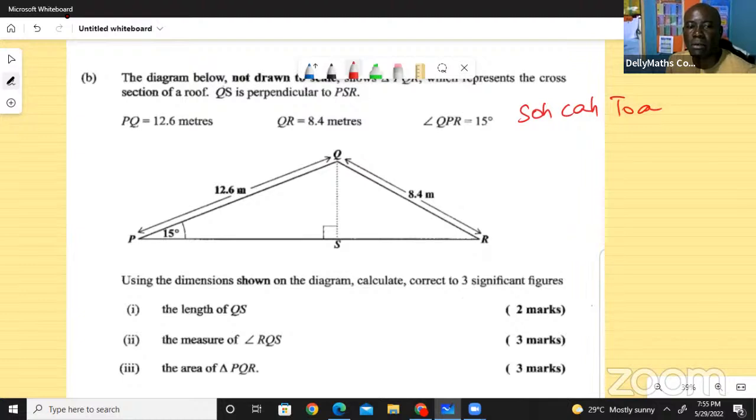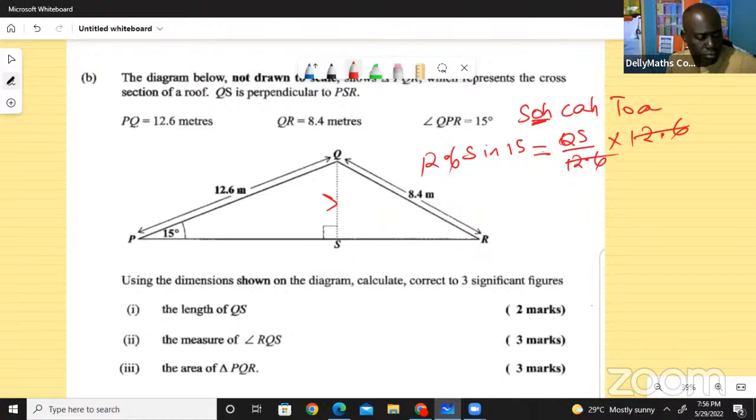So then the sine, I'm going to use the sine rule because I have an opposite side to deal with and I have a hypotenuse side. So I'm using sine. So the sine of 15 degrees is equal to QS over 12.6. Now remember, I need to find QS. So I'm going to multiply both sides by 12.6. So 12.6 times the sine of 15 degrees.